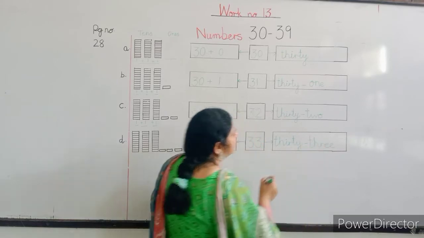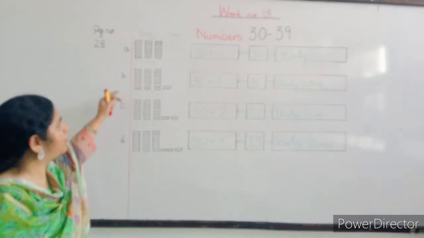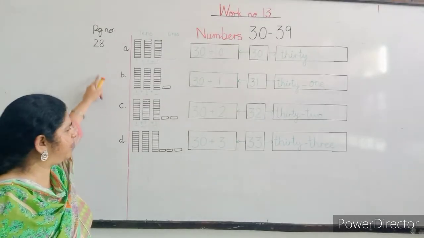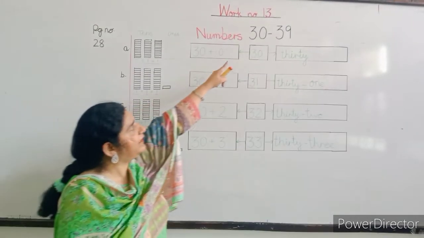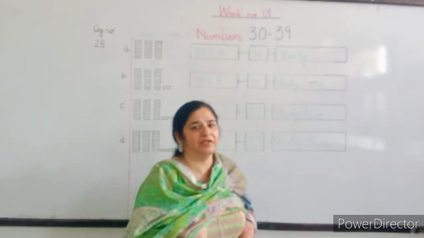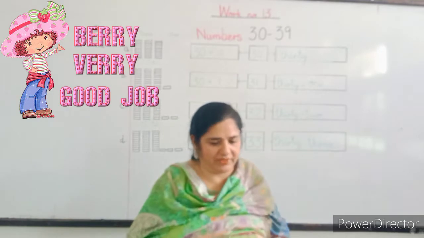33. Right, children? Okay. Now in this way you have to complete this page number 28, and you will complete till 30 to 39. Okay, children? Alright.